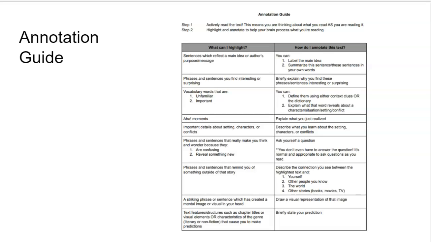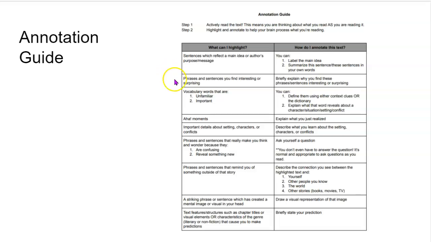For our assessment, we'll be using an annotation guide. There are two annotation guides that are almost exactly the same. They're just formatted differently, but let's look at the two. So one, it tells you the steps about actively reading and marking the text. And you may think about, okay, what can I highlight? So you can highlight sentences which reflect a main idea or the author's purpose.